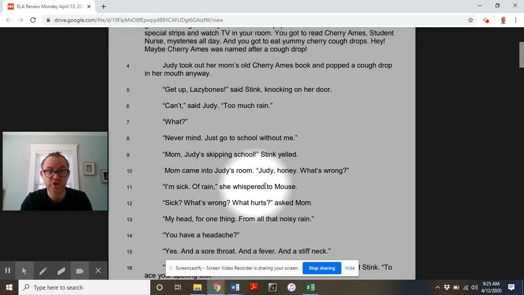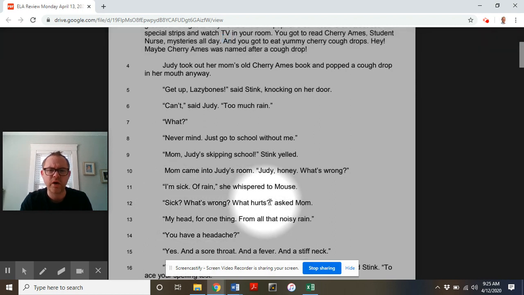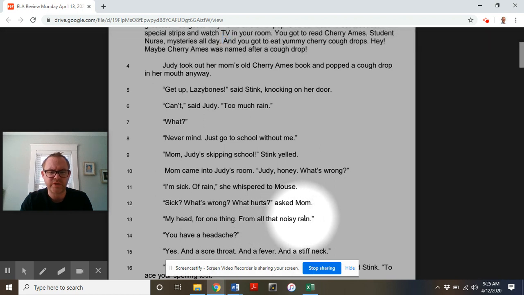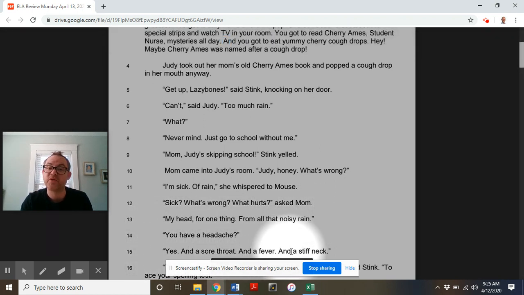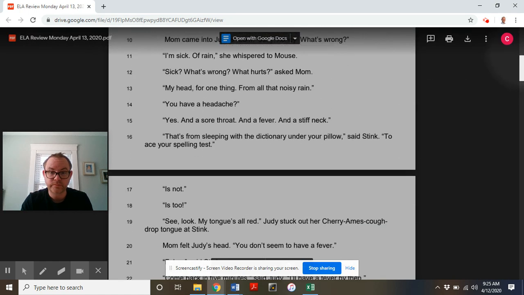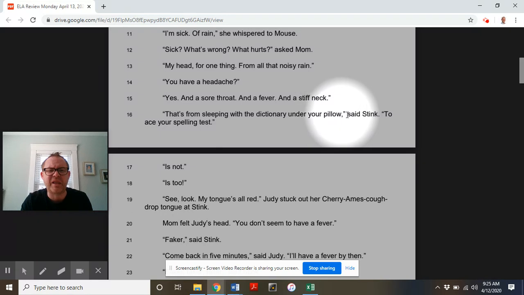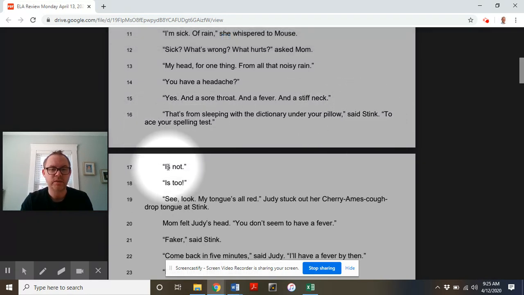Of rain, she whispered to Mouse. Sick? What's wrong? What hurts? asked Mom. My head, for one thing, from all that noisy rain. You have a headache? Yes, and a sore throat, and a fever, and a stiff neck. That's from sleeping with the dictionary under your pillow, said Stink. Ace your spelling test. Is not. Is too. See, look, my tongue's all red.